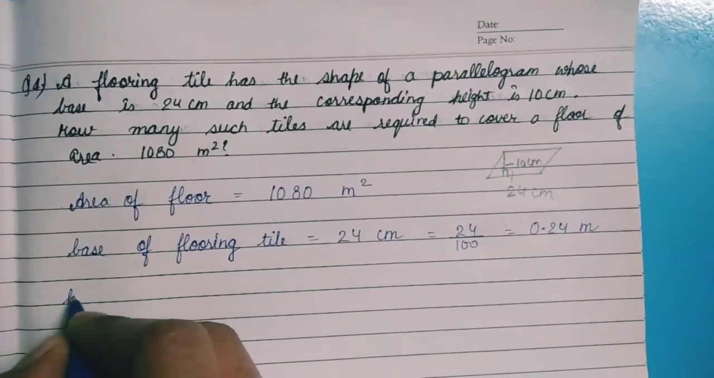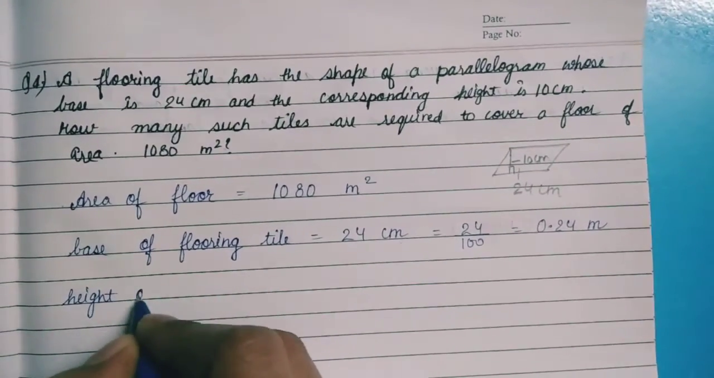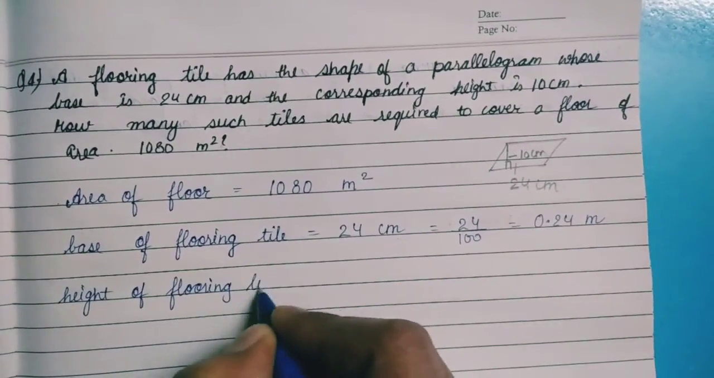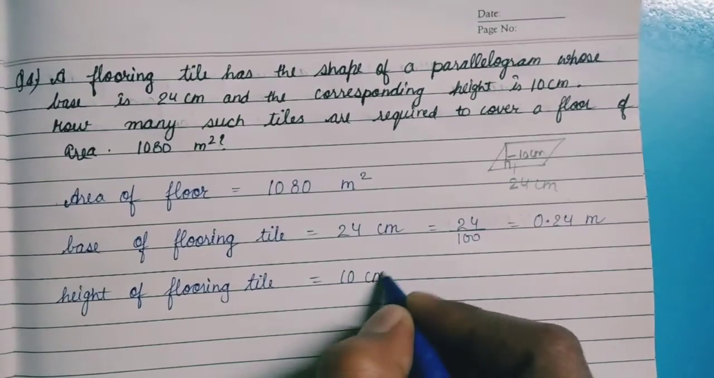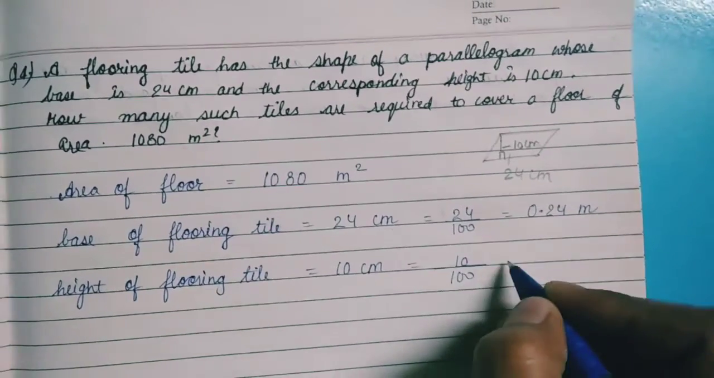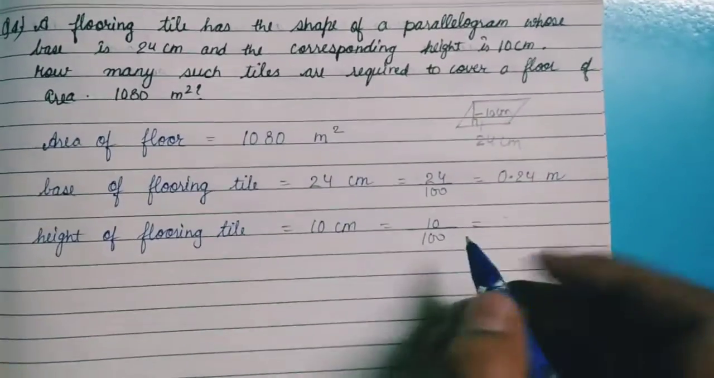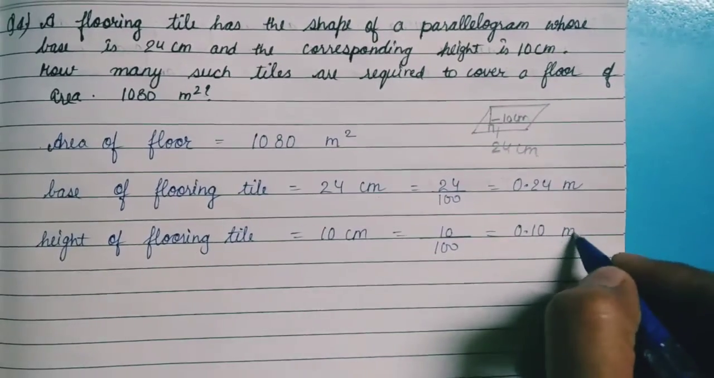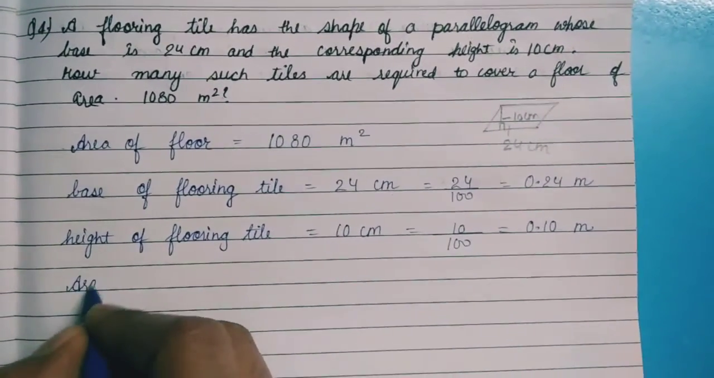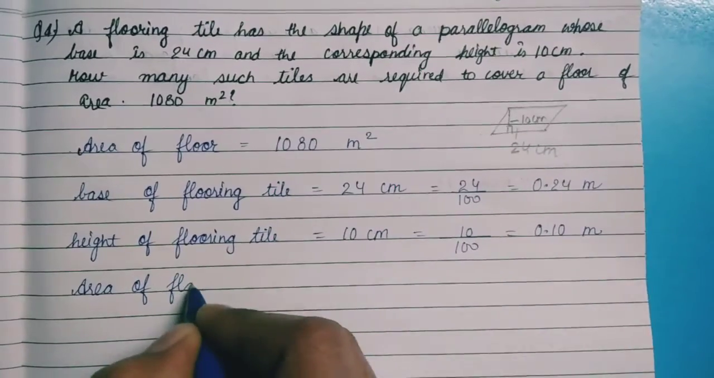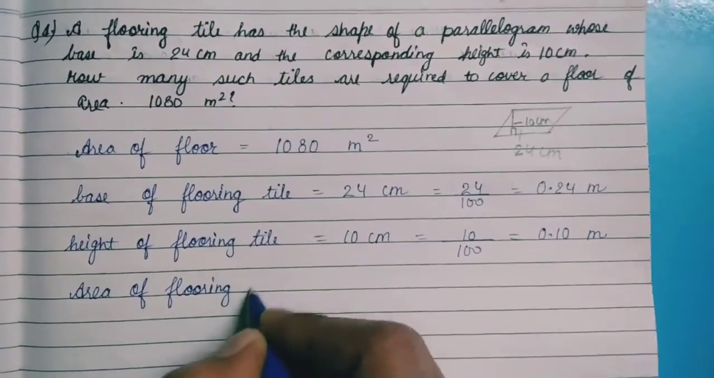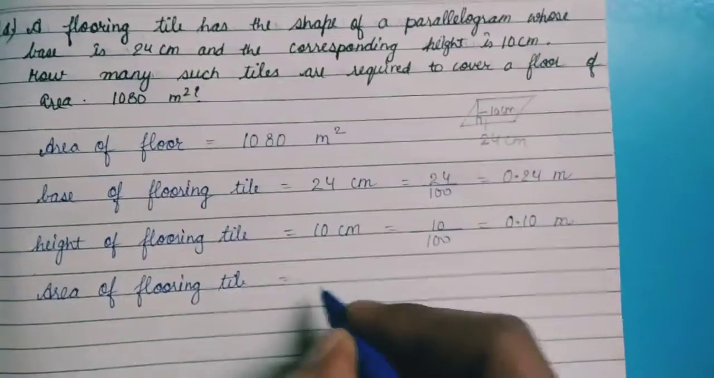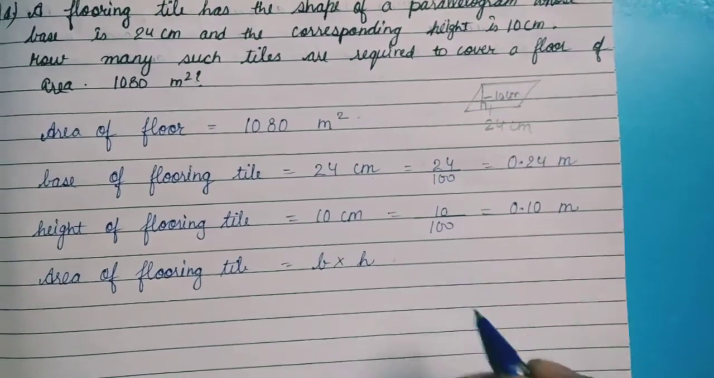Same as it is we will do for the height. Height of flooring tile is 10 centimeter. This 10 centimeter we will also convert into meter after dividing by 100. So we will get 0.10 meter. Now we can easily take the area of the flooring tile, and we see the flooring tile shape is a parallelogram. It means base into height.